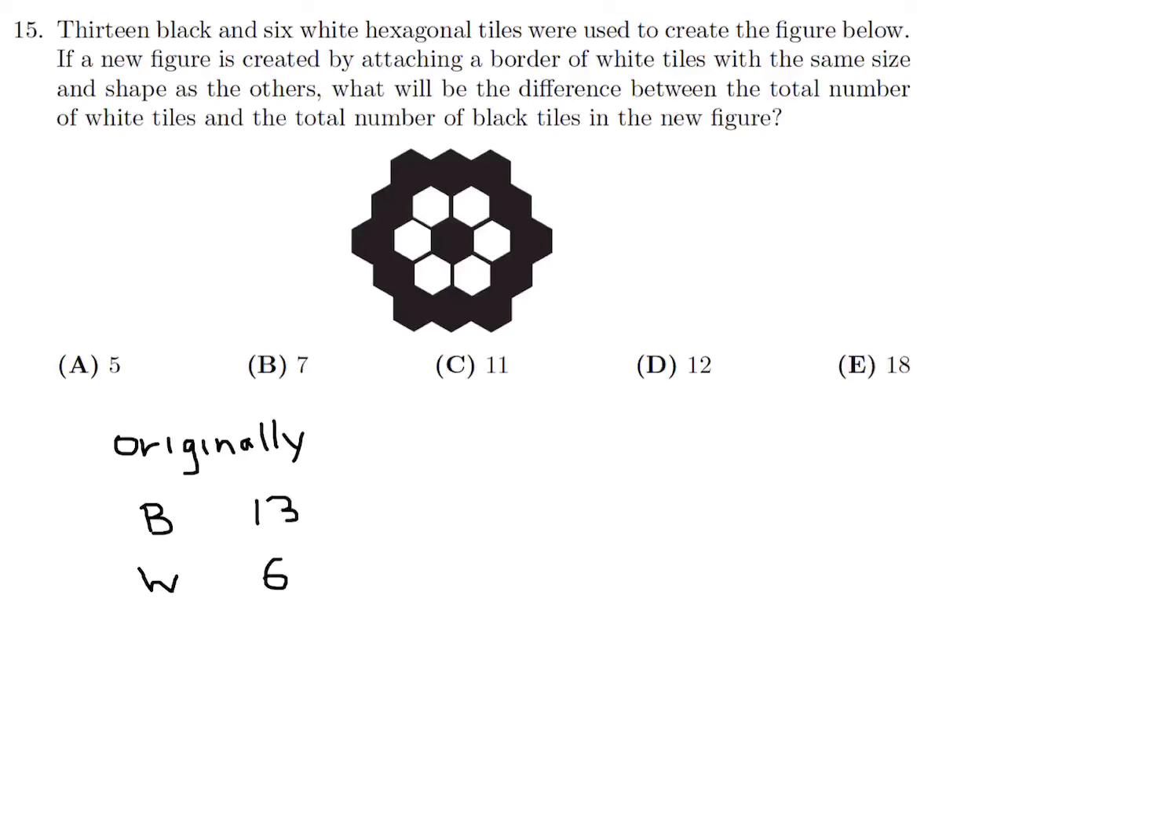What they're saying is they want to add another row. So they basically want you to add another row. Sorry, these are not hexagons. But you understand, basically another row of hexagons all the way around. And when you do that, you're going to create a new figure. And they want you to count the number of black and white tiles this time. And then they want you to subtract them. So figure out the difference.